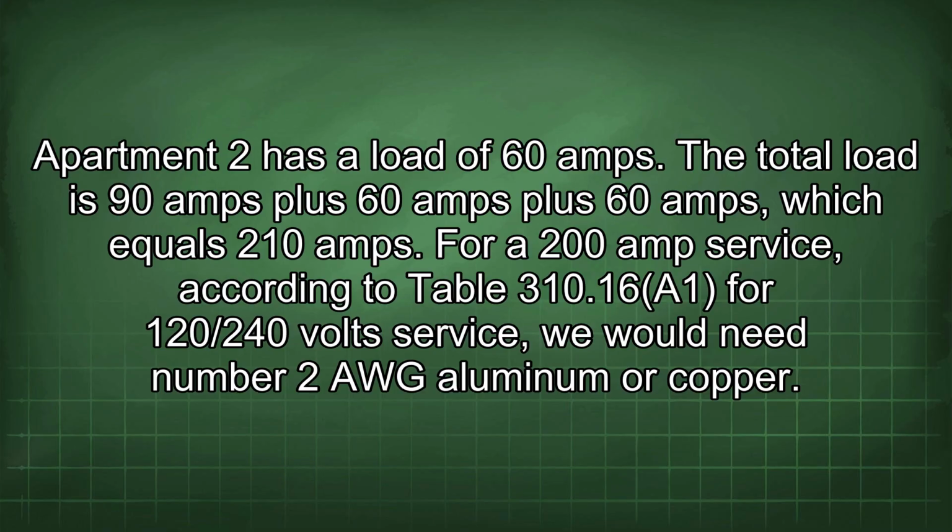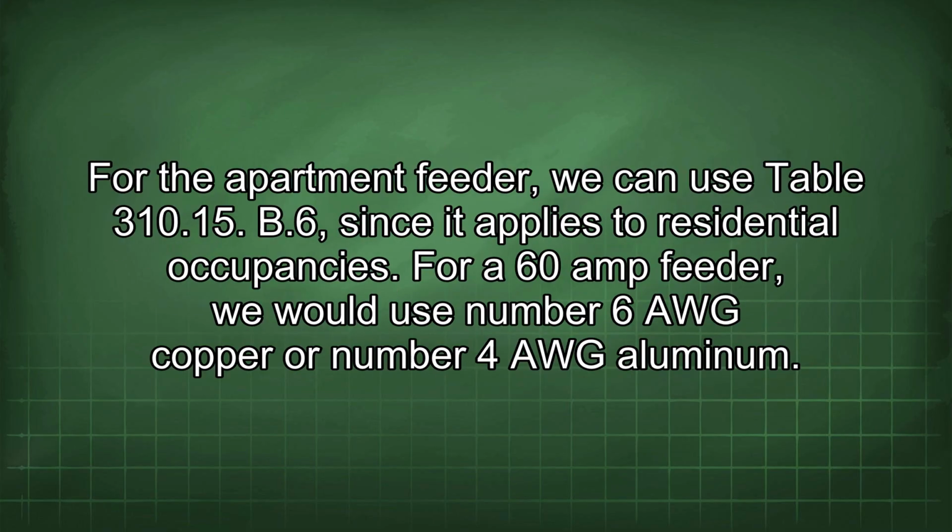For a 200 amp service, according to table 310.16 AON for 120/240 volt service, we would need number 2 AWG aluminum or copper. For the apartment feeder, we can use table 310.15 B6 since it applies to residential occupancies. For a 60 amp feeder, we would use number 6 AWG copper or number 4 AWG aluminum.